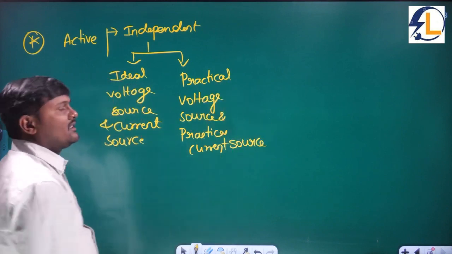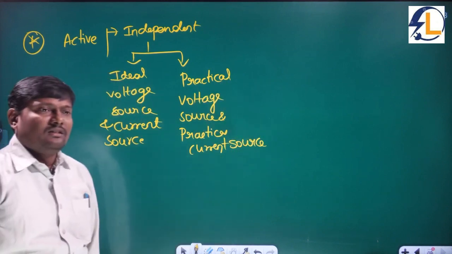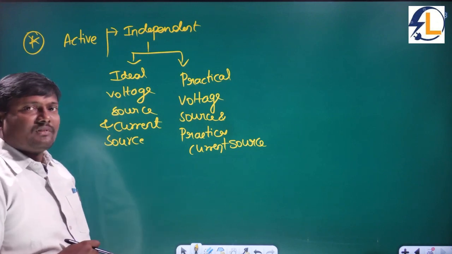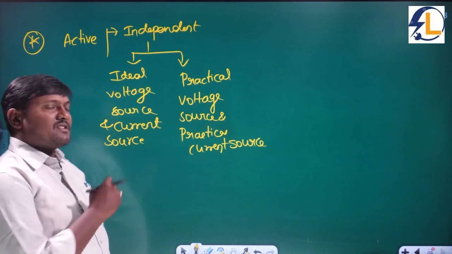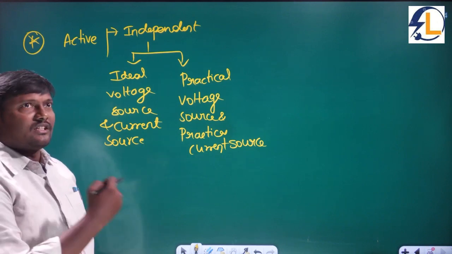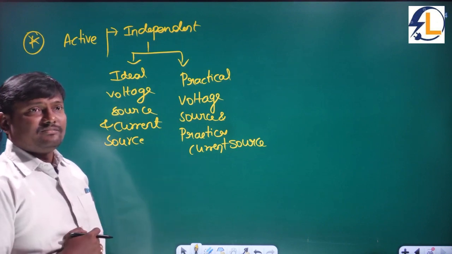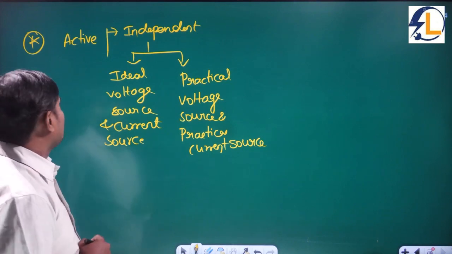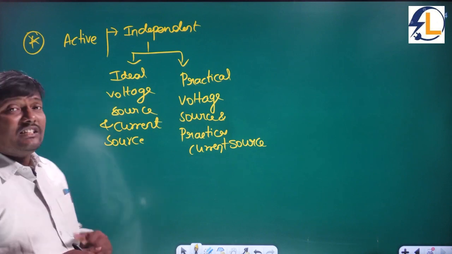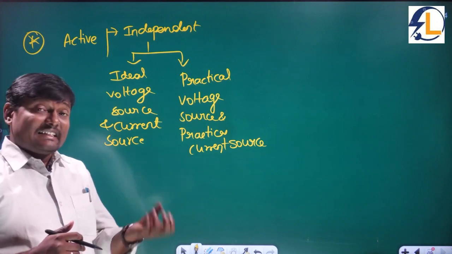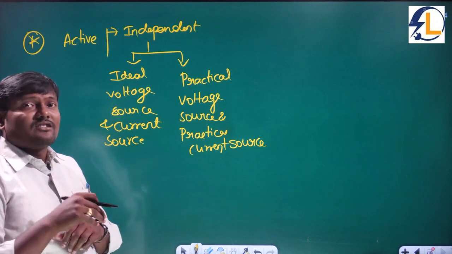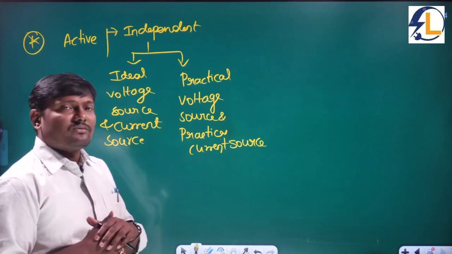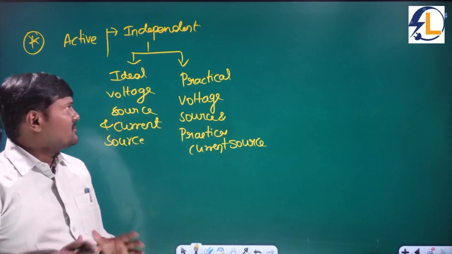So from this definitely you will get objective bits. The example of the unilateral element and active elements are: A, voltage source and current source; B, R, L, C; C, diode; D, none of the above. Active elements are voltage source and current source. In these active elements, what is the internal resistance of ideal voltage source? What is the internal resistance of ideal current source? And the internal resistance of practical voltage source and practical current source. These are all important objective bits.